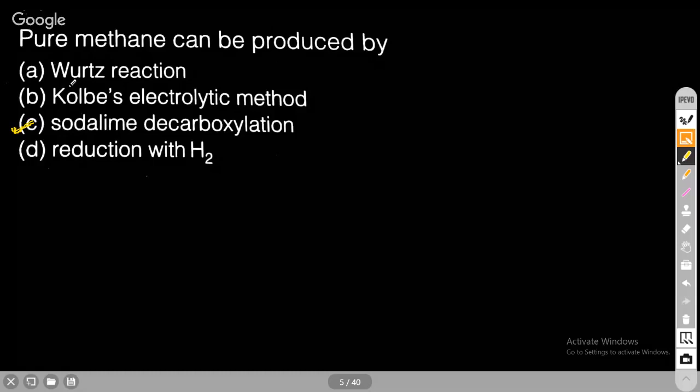Only Wurtz, only one. What is the Kolb electrolytic method? Wurtz is fine, it's correct. We all know it. But what is the Kolb electrolytic method? D. Only D. Aditya.